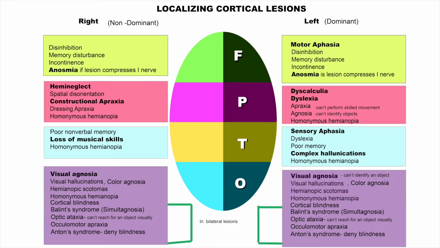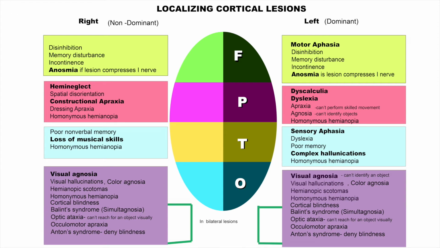Occipital lobe lesions present with visual agnosia, visual hallucinations, color agnosia, which is the inability to recognize colors, hemianopic scotomas, homonymous hemianopia if the lesion is on one side, and if the lesion is on both sides, the patient would have cortical blindness.